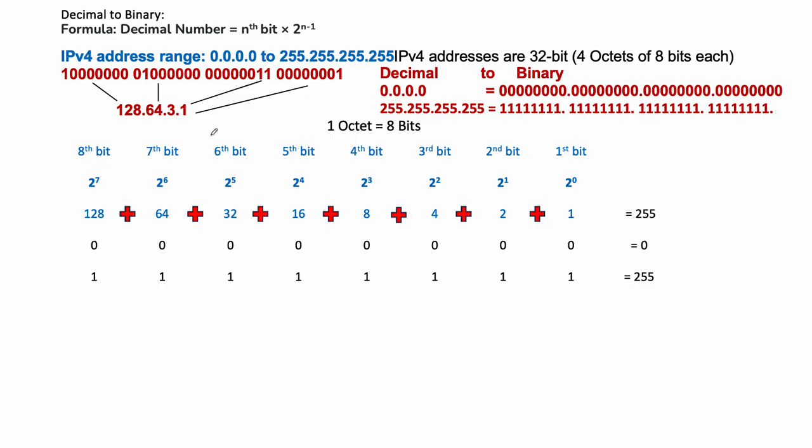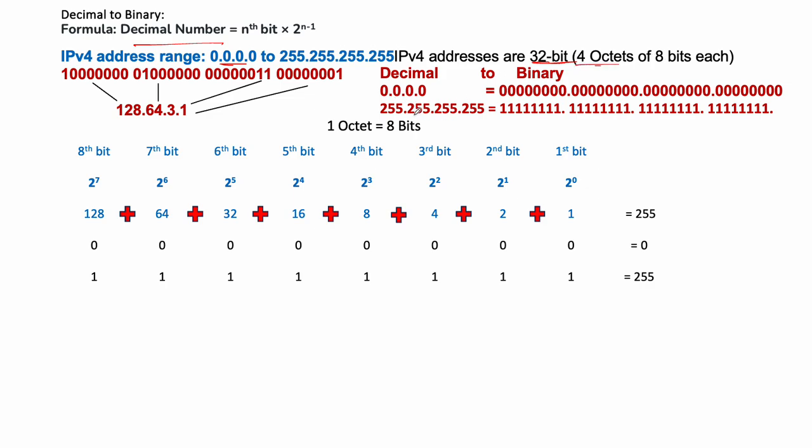So decimal to binary, this is the formula. If you see here, the decimal number's nth bit is multiplied by 2 raised to the power n minus 1. And as you see, what's the IPv4 address range? 0.0.0.0 to 255.255.255.255. And these are the 32 bits. How is it 32 bits? Let's take a look here.